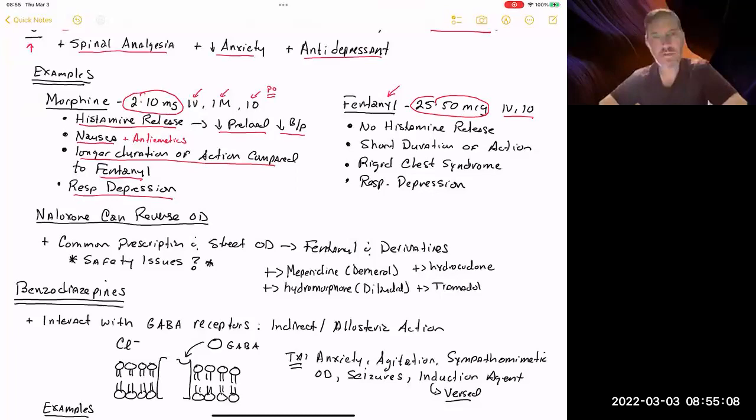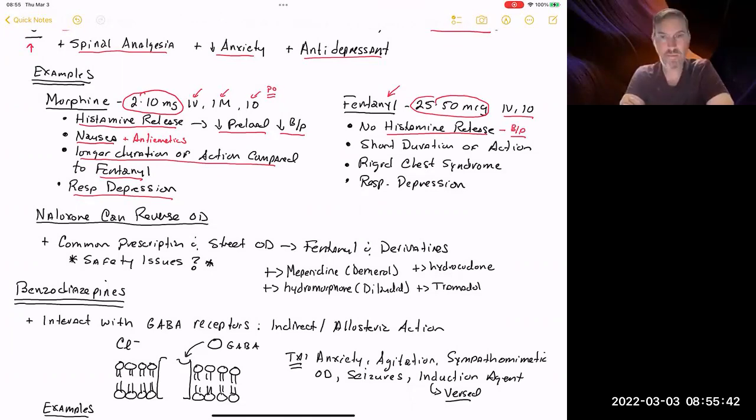Some interesting things about fentanyl is it is not associated with histamine release, which means what? Well, it means that it tends not to impact the blood pressure as much as something like morphine. So fentanyl may be an agent that you would want to use in somebody where blood pressure is a concern, right? You want to give them analgesia, but you are concerned about their blood pressure. Fentanyl may be a very good option.